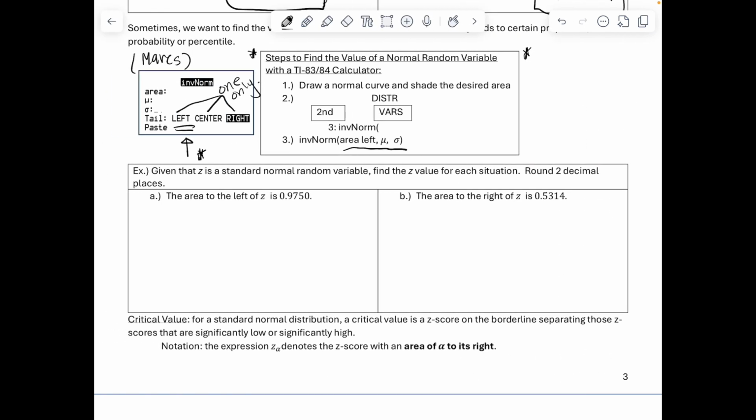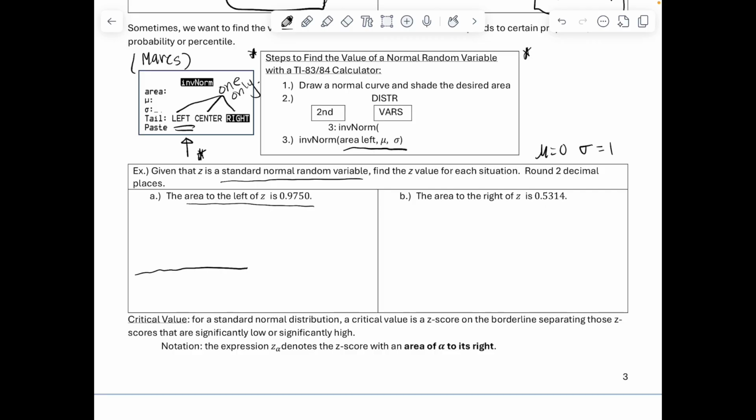The example right below says, given that z is a standard normal random variable, find the z value for each situation. Round 2 decimal places. So again, z is a standard normal random variable. That means our mean is equal to 0 and our standard deviation is equal to 1. And we're asked to find that z value. So this one, part A, says the area to the left of z is equal to 0.9750.